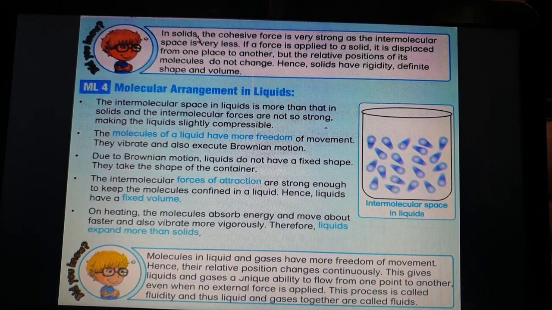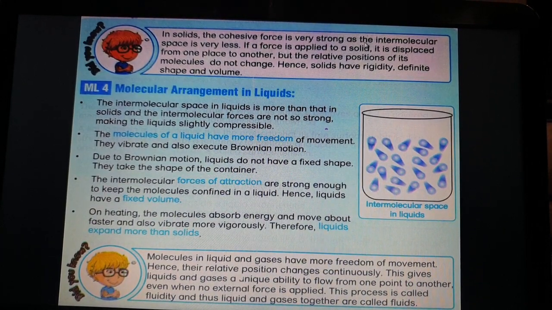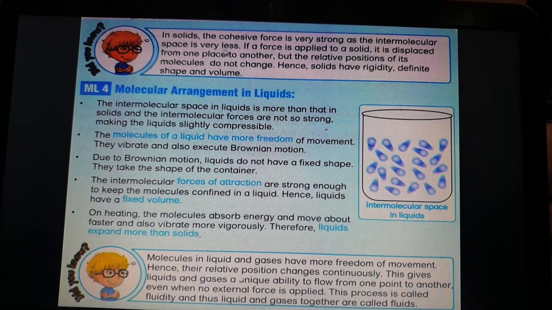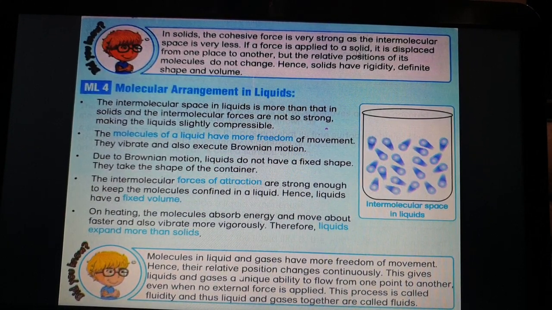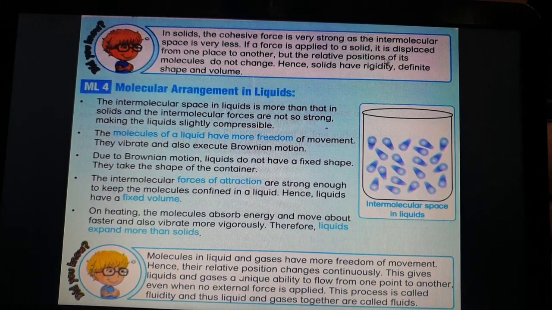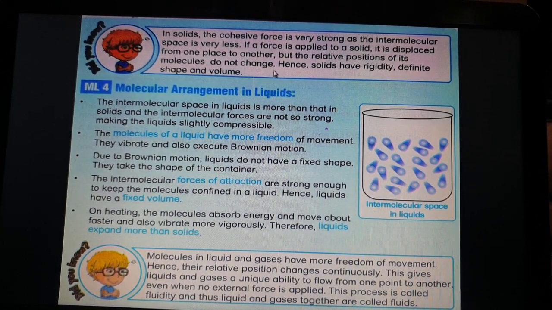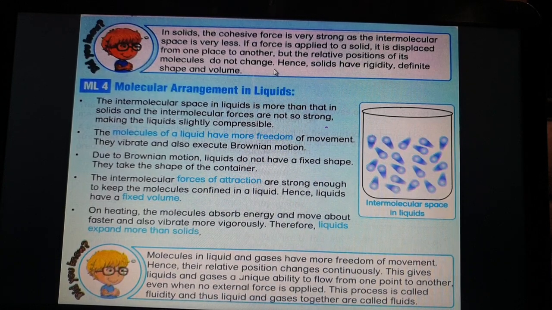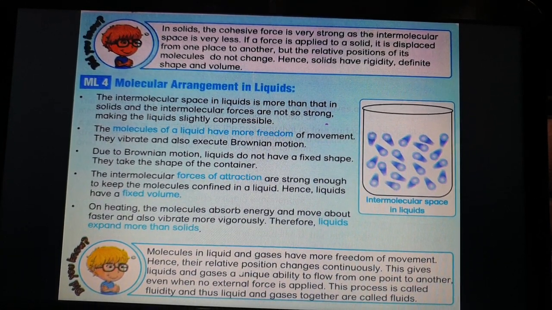Now, in solids, the cohesive force is very strong as the intermolecular space is very less. If a force is applied to a solid, it is displaced from one place to another, but the relative position of its molecules does not change. So, if I keep heating them, maybe at a high temperature, the molecules can change.